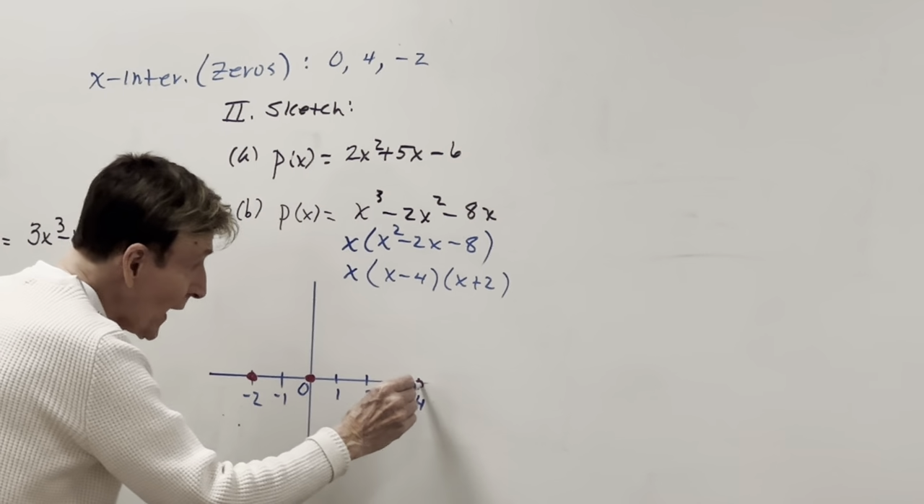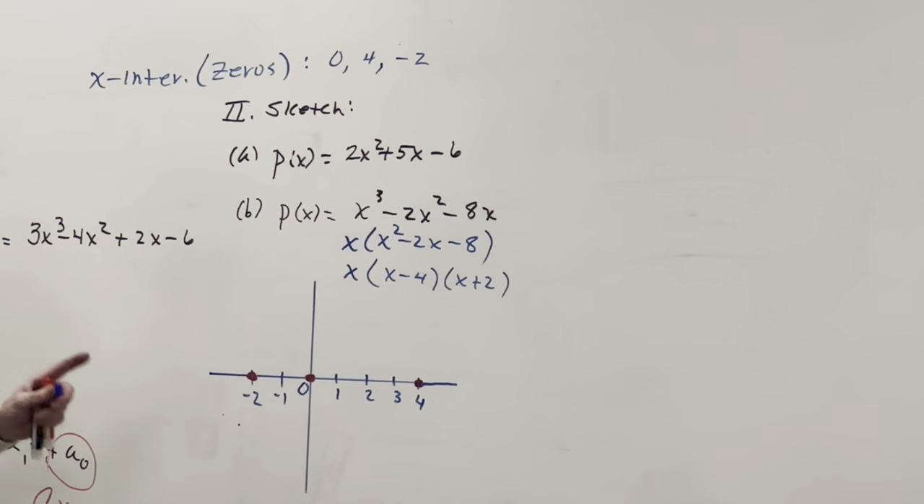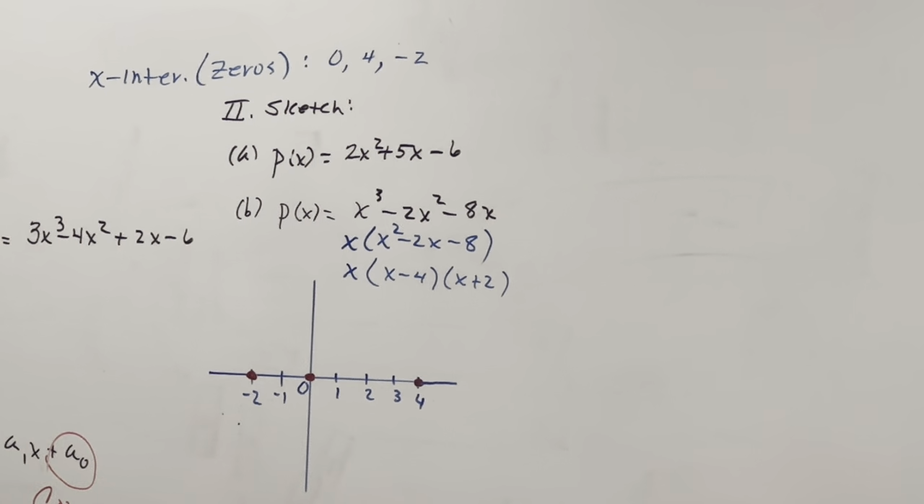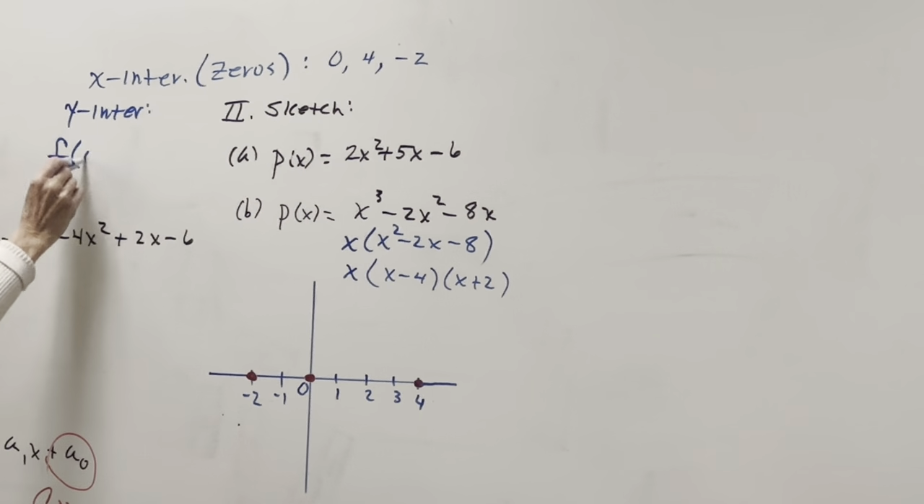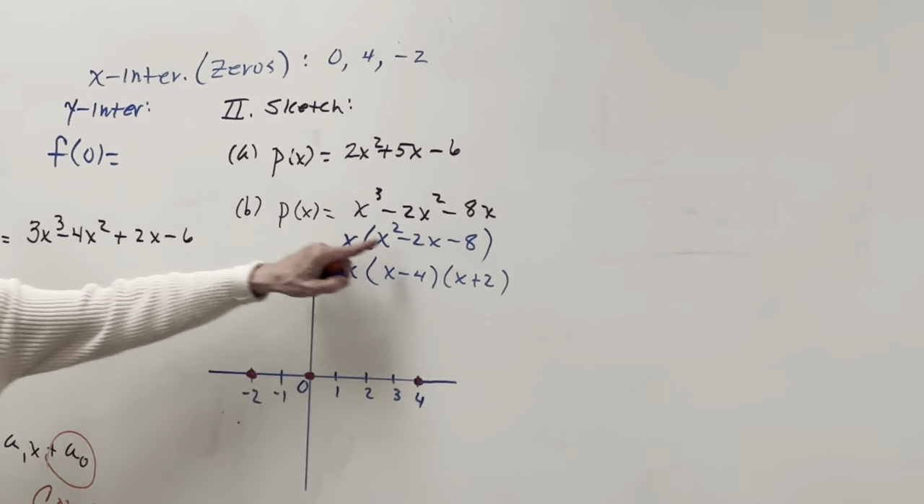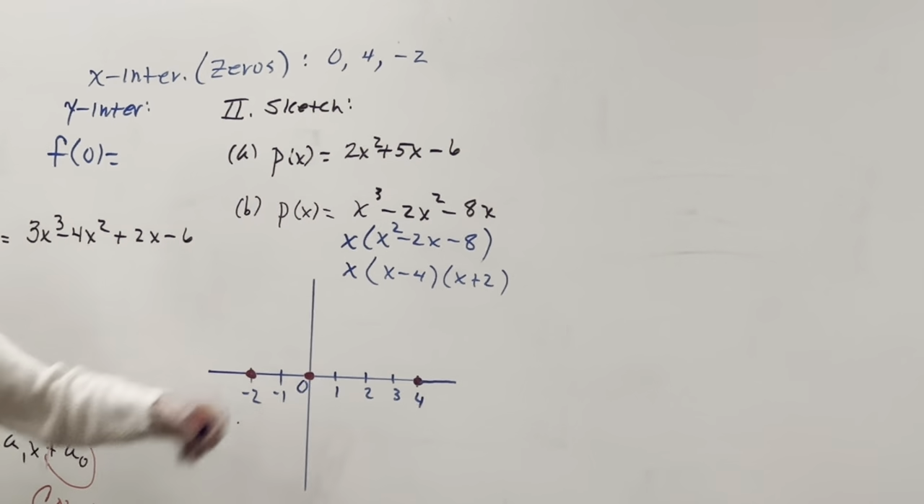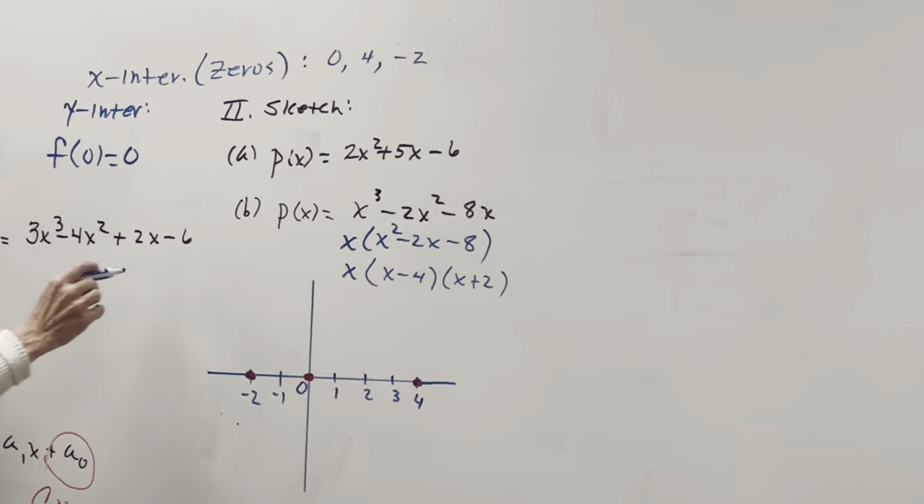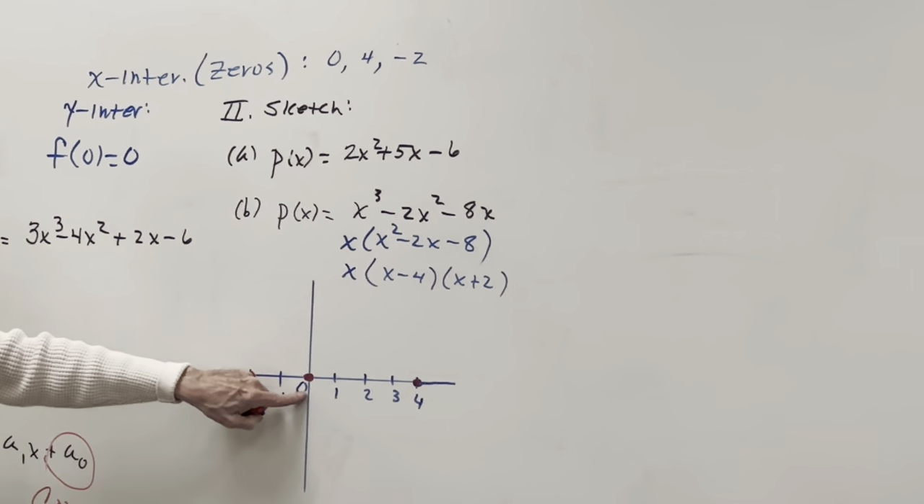You could pick up the y-intercept. It's not very interesting in this particular case. What is my y-intercept on this particular one? 0. Well, of course it is, but you can find it. You find f at 0, and I go through and replace all these x's by 0, I get 0, which tells me, yes, that's my y-intercept.